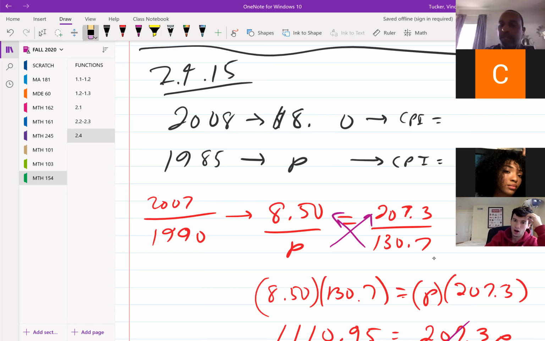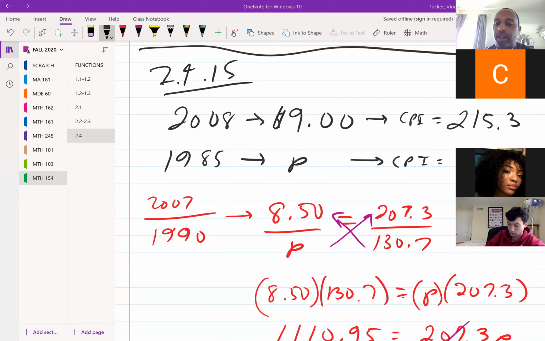All right, so let me go back to it. It says in 2008, the cost was $9. We want to know how much it cost in 1985, so that's going to be our P. CPI in 2008 is 215.3. And then CPI in 1985, 107.6. So of course we get all that from the chart that we just took a look at.